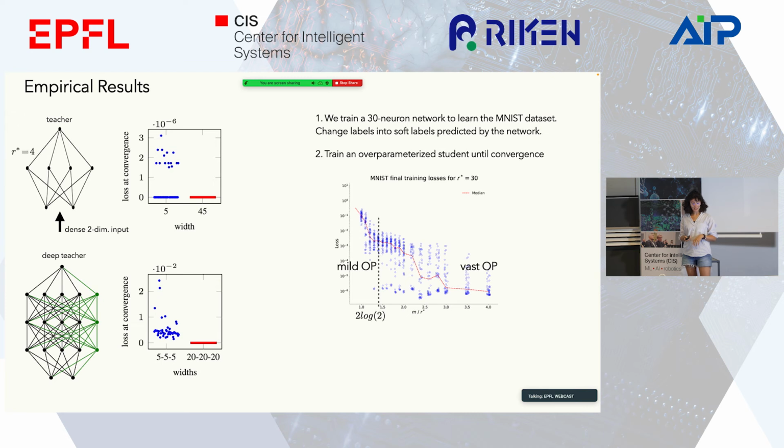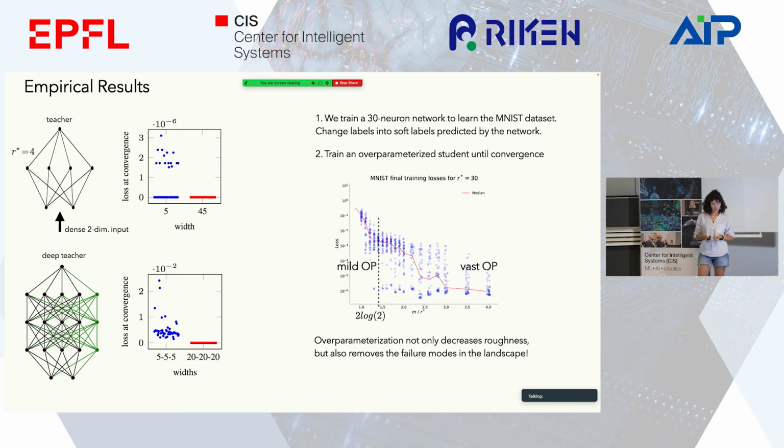And OK, so here I'm going to be a little bit shaky, but if I plot the 2 log 2 factor just here, you see that just before 2 log 2, we see the first cases of convergence to 0 loss. And then after that, there is always a non-zero probability of converging to 0 loss. But it's not a sharp phase transition, or we don't know it's a general phenomenon. At the moment, it's a speculation. So overparameterization not only decreases roughness, but also removes some failure modes in the landscape.